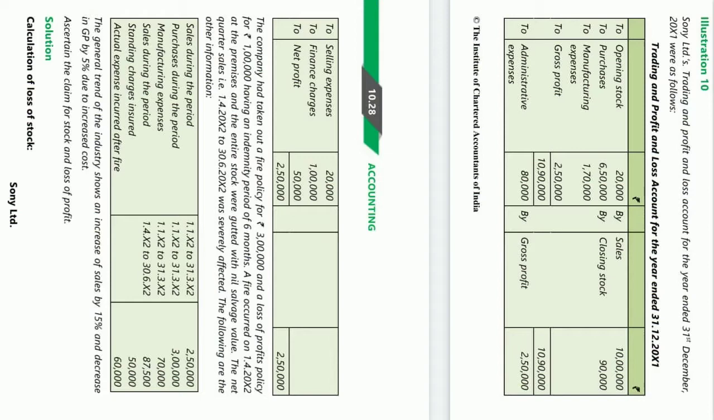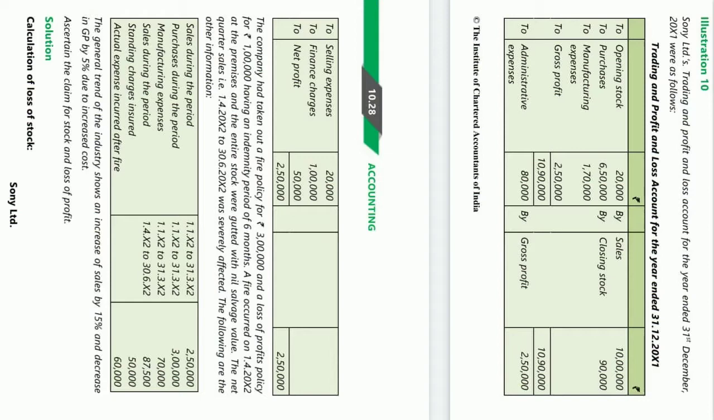In order to calculate the claim on loss of stock, we should know the gross profit margin. Apart from that, additional information is also given. The company had taken out a fire policy for rupees 3 lakhs and a loss of profit policy for rupees 1 lakh, having an indemnity period of 6 months. So the indemnity period is 6 months. The fire policy has been taken against stock, 3 lakhs, and loss of profit, 1 lakh. So here both policies have been covered.